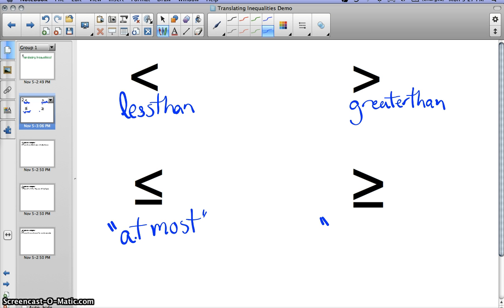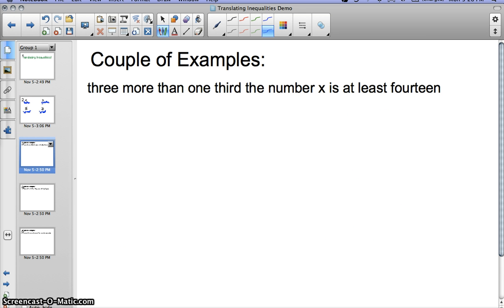Over here, when we're talking greater than or equal to, we're talking at least. If I say I want at least 4 people to go down and help Mr. Meringue bring up some basketballs, that means I want 4 people, potentially more if we have the volunteers. So at least is greater than or equal to, at most is less than or equal to, and less than and greater than are just what they are. Let's take a look at a couple examples.